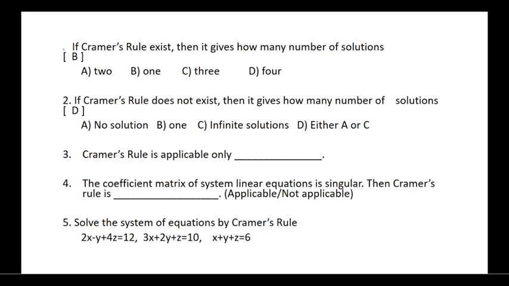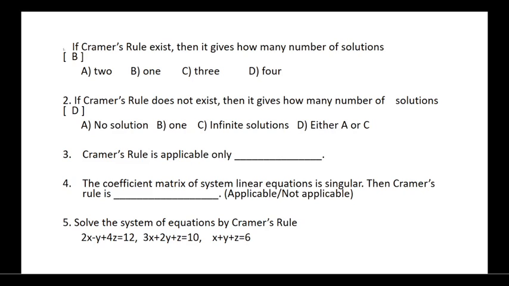Next we take delta 2. While calculating delta 2, the second column of the coefficient matrix should be replaced by the constant matrix. That's why it is the determinant of 2, 12, 4, 3, 10, 1, 1, 6, 1. Calculating this determinant, we get the value 16.